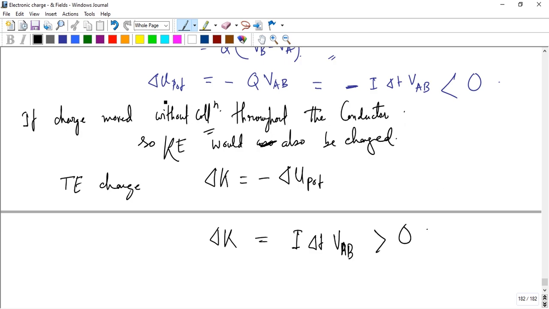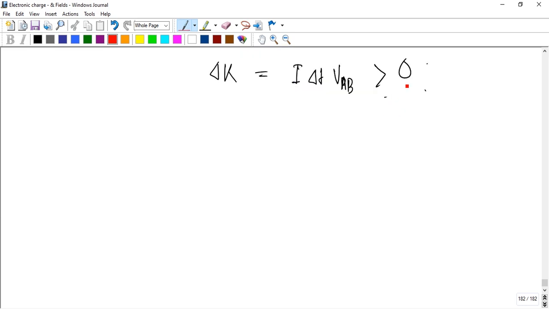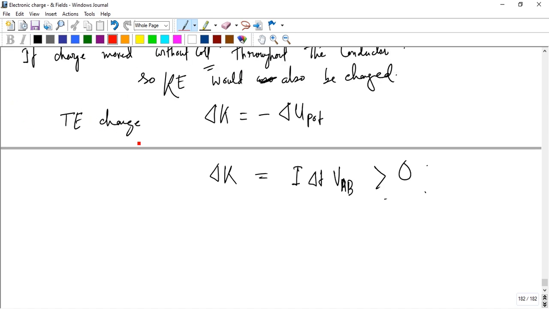So if potential energy change is less than 0, kinetic energy change is greater than 0. If I add these two, I get 0. There is a 0 energy change here. So delta K is greater than 0. So there is a total charge moving in a conductor, so kinetic energy obviously changes. So here the total energy changes.